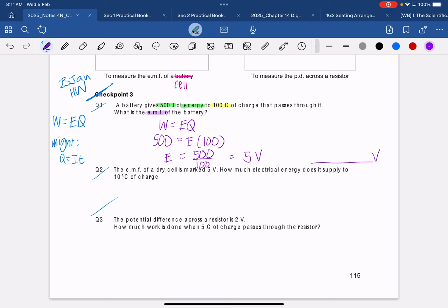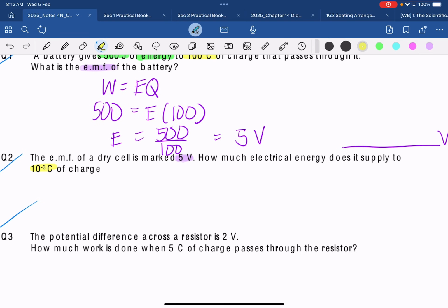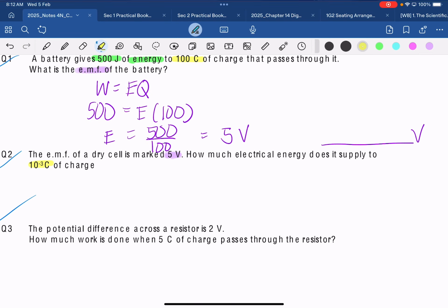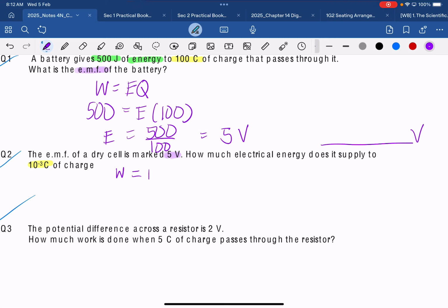Next, it says I have 5 volts. So this is definitely EMF. Okay, then after that, sometimes values like this may happen, okay? 10 to the power minus 3, okay? But don't worry, just plug everything into your calculator. The calculator will do the job for you, okay? So W, because you're supposed to find energy, E is actually your EMF, which is 5. Charge 10 to the power minus 3. Just copy as per normal. Answer should be 0.05.